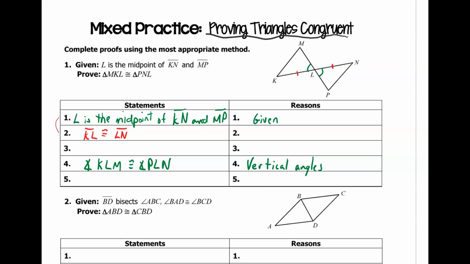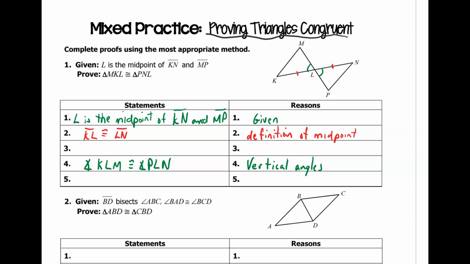Now this step has to come after step 1 because I can't talk about the midpoint. I can't say something that follows logically because of a midpoint unless I've mentioned first that there's a midpoint there. So the reason for this is the definition of midpoint. Okay, what else do we know?